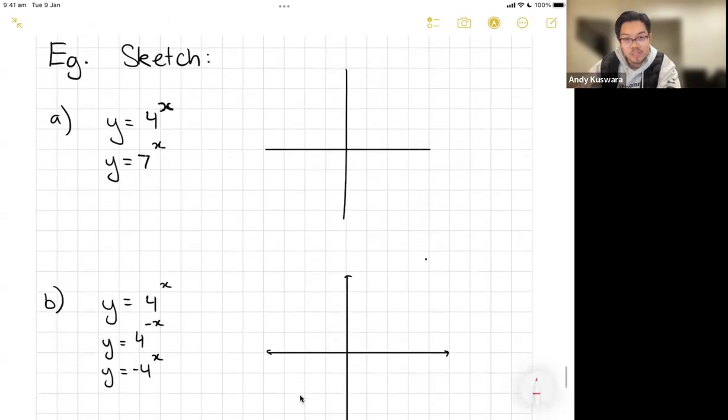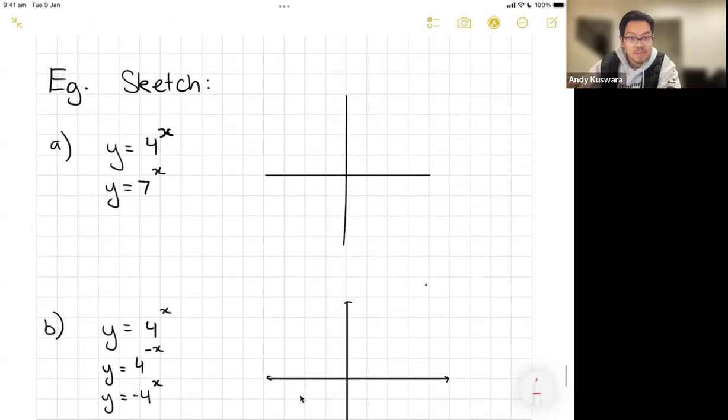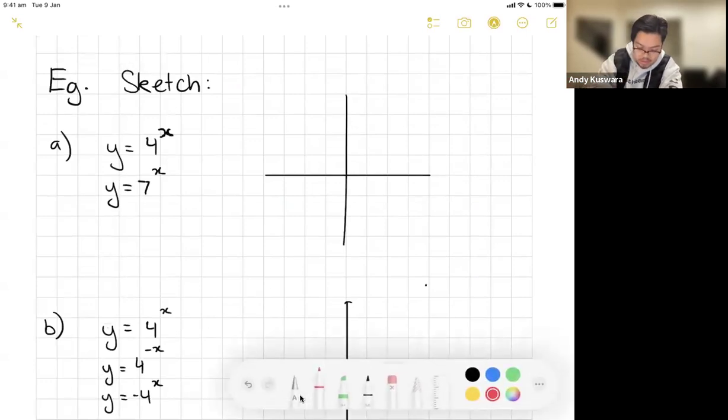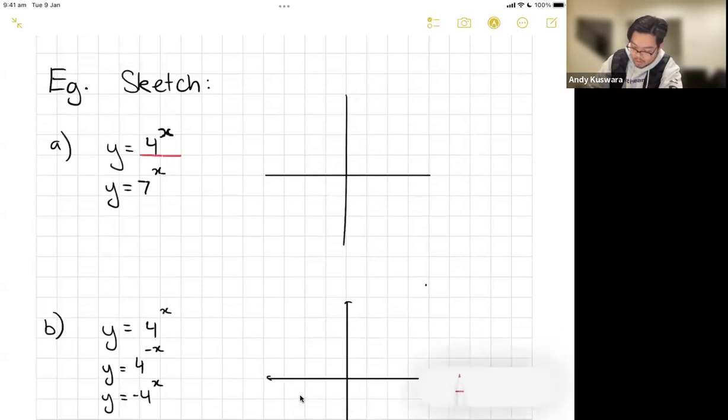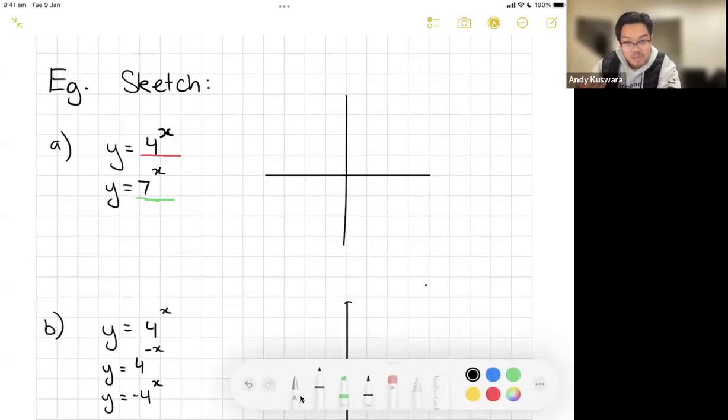Okay, so your questions will look like this. Sketch these two graphs, y equals 4 to the x, and y equals 7 to the x, and if they want it on the same number line, we're going to do that. Now, for this one here, I don't need anything perfect. I just want to see that you know the relationship between these two.